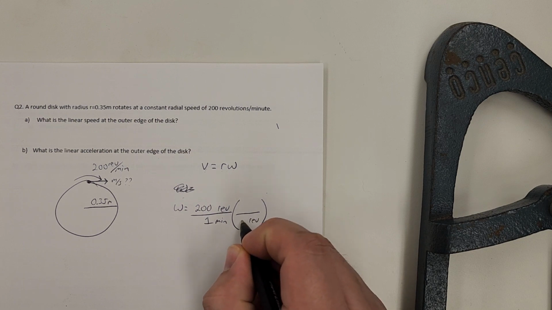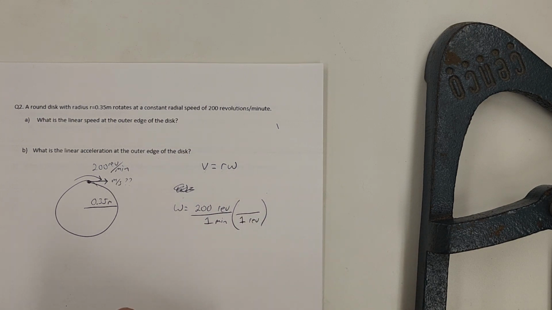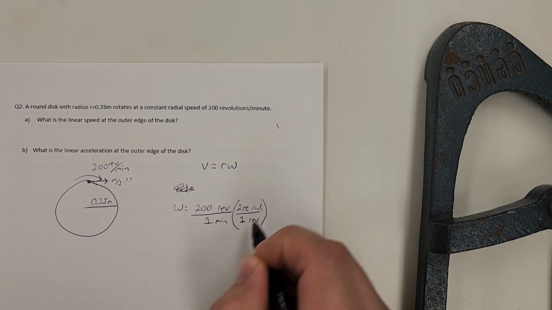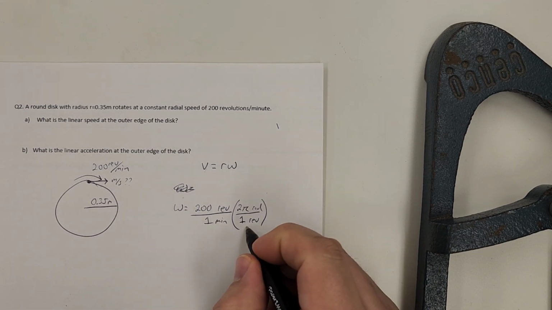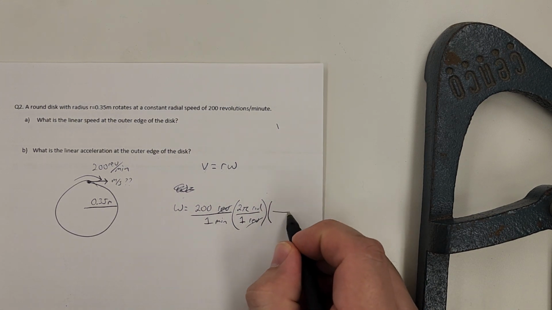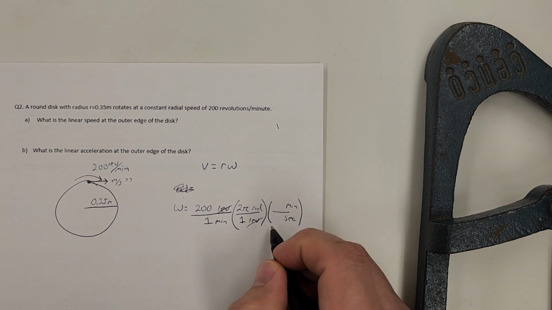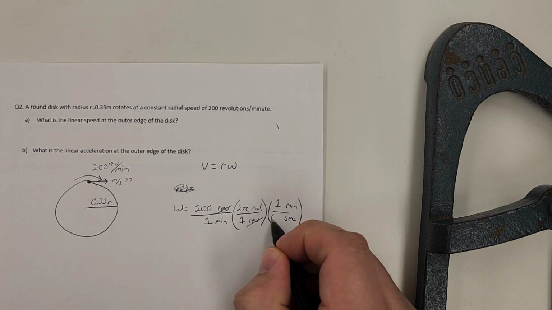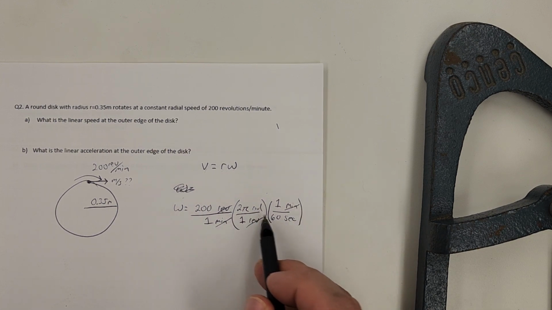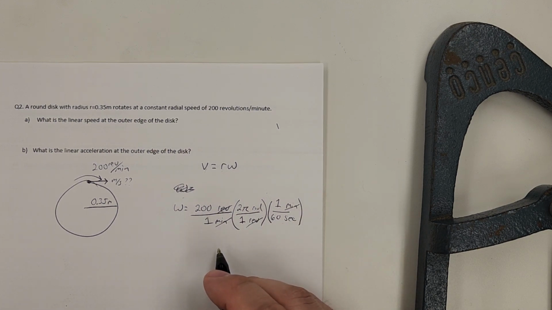Revolutions I want on the bottom. And the conversion factor that I know is that 1 revolution is the same as 2 pi radians. That'll get rid of revolutions. And then we'll also have minutes here. We'll have to put minute up top, and I want this to be in seconds down below. I know that there is 60 seconds in every minute, so we can cancel that out. And that will get us into our radians per second.